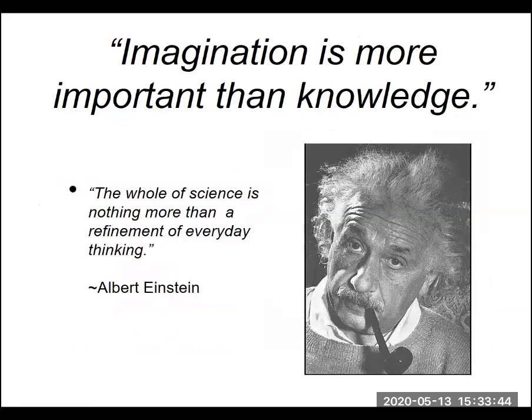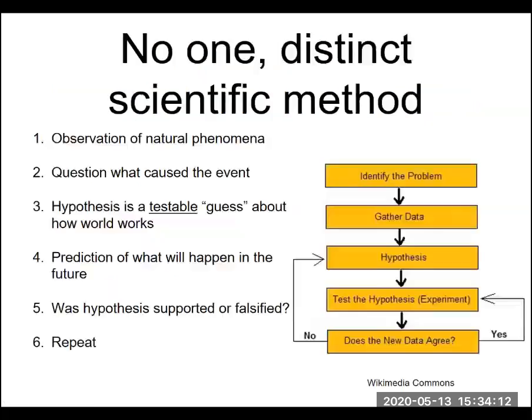Now, Albert Einstein, a very famous physicist, says imagination is more important than knowledge. The whole of science is nothing more than refinement of everyday thinking. The point that I'm trying to make is that the way that scientists think and learn about the world is very similar to what you do and is very similar to what children do. So, hopefully not ruining science for you, but really anybody can do science. Anybody can adapt and then use the scientific method.